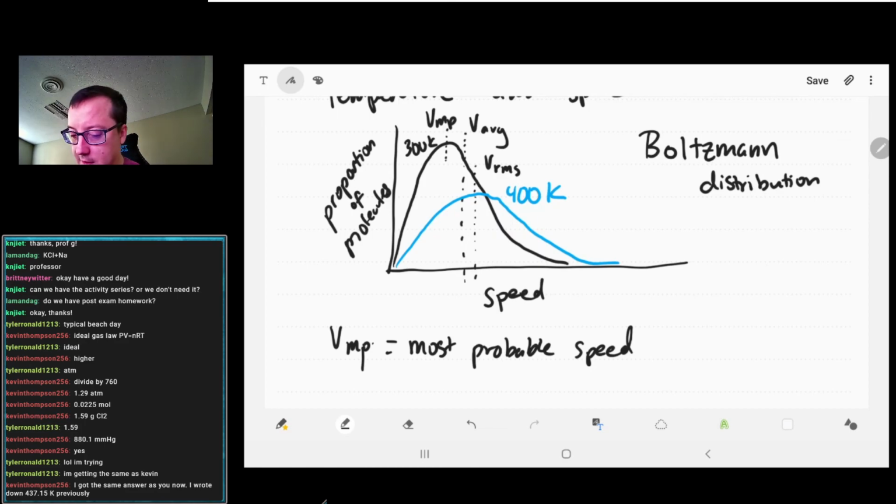As I'm doing this, I want to say that people use U for speed for some reason instead of V. I'll have to double check, but for right now, we'll use V for speed, velocity, right?